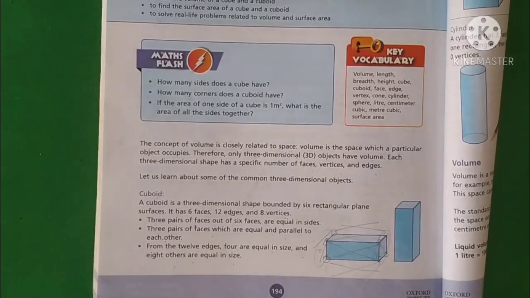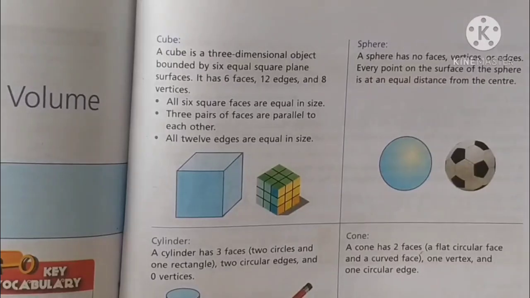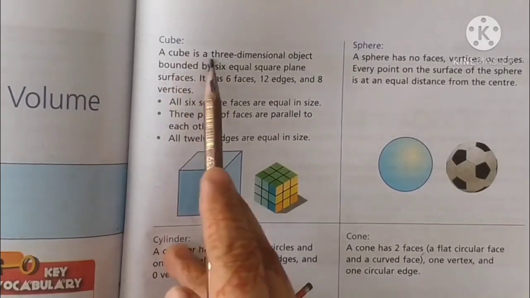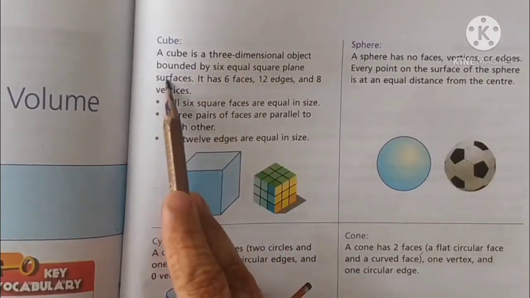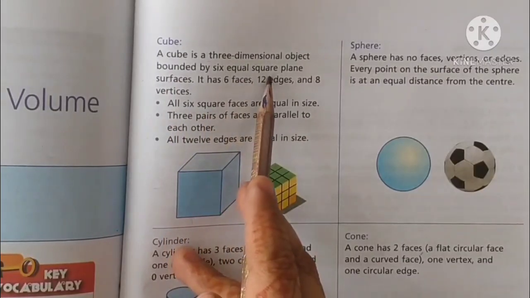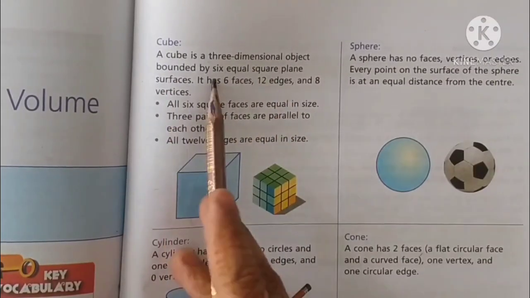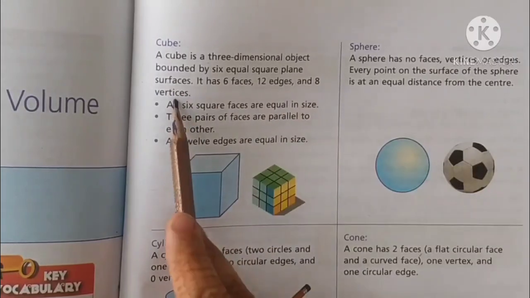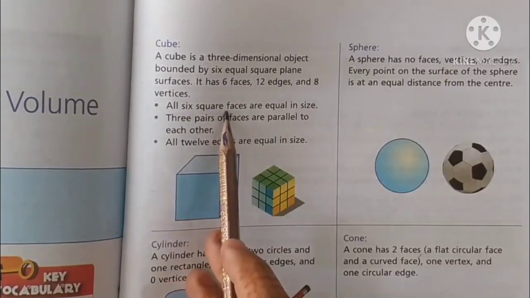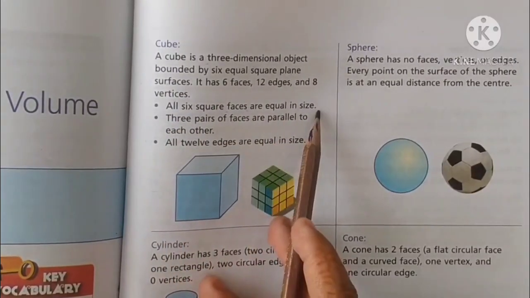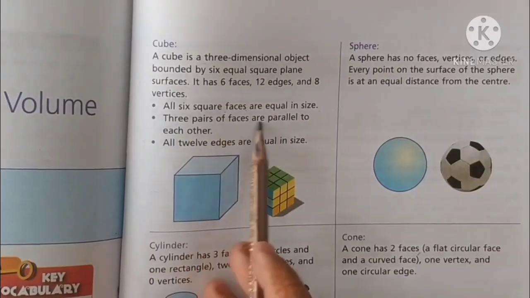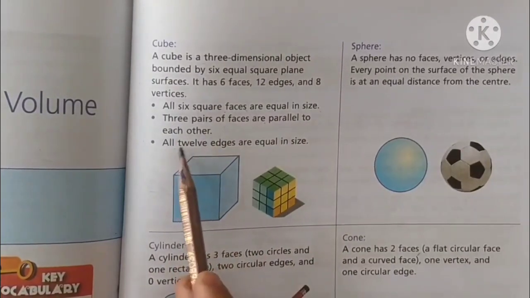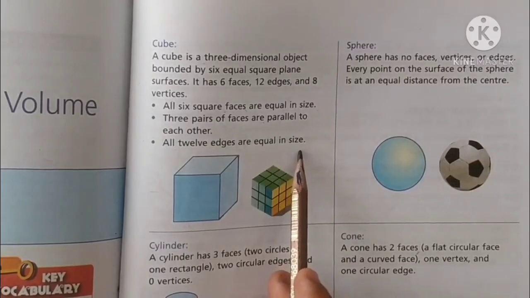Now next is cube. A cube is a 3-dimensional object bounded by 6 equal square plane surfaces. It has 6 faces, 12 edges and 8 vertices. All 6 square faces are equal in size. 3 pairs of faces are parallel to each other. All 12 edges are equal in size.